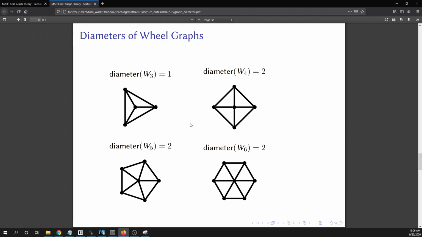All right, and then the wheel graphs, the diameter of W3 is 1 because every vertex has an edge to every other vertex here. But for all the other wheel graphs, it's 2. Okay, so if you want to get from one vertex to any other vertex, you can just go through this center and then go to the other vertex, and that's true of all the wheel graphs.